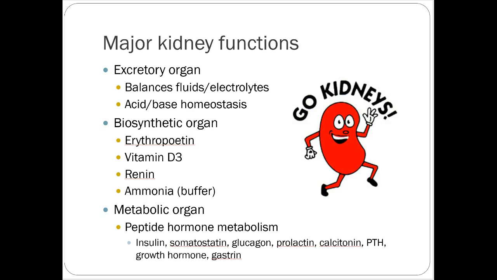It's a biosynthetic organ, so it makes a couple things that are very important. So erythropoietin, which stimulates red blood cell production, vitamin D specifically, and renin. And then it works as a buffer system as well with producing ammonia. So that helps with the acid-base homeostasis. It also has some metabolism. It metabolizes some different peptides, which you can see there.